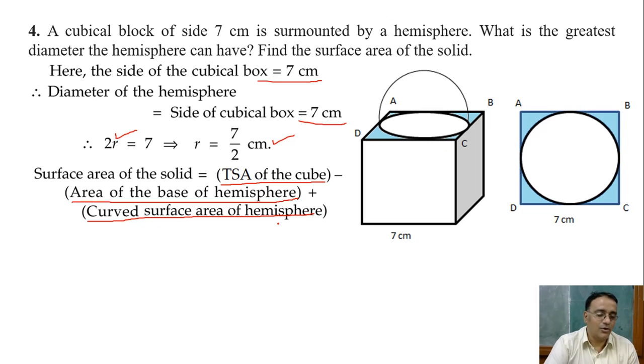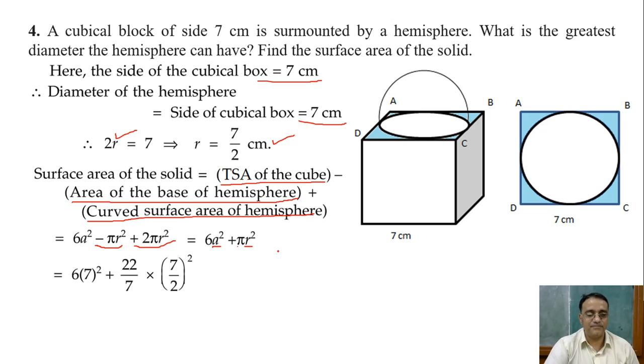2 pi r square. Okay, we will substitute. Now again simplify. ये दोनों को अगर हम लोग सॉल्व करेंगे तो क्या मिलेगा? 6a square plus pi r square. Now there is no common, so what we will do? We will substitute the values. What is a? 7. And what is r? 7 by 2. Pi is 22 by 7. So we'll substitute all the values.